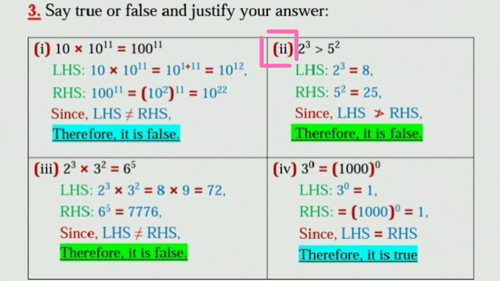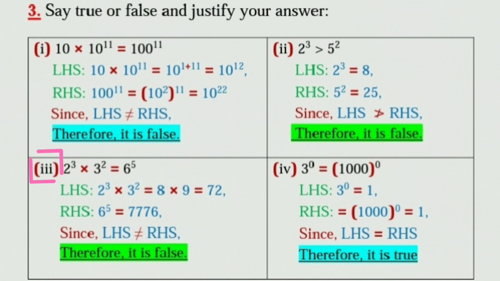Second, 2 raised to 3 greater than 5 square. Left hand side is equal to 2 raised to 3, which is equal to 8, and right hand side is equal to 5 raised to 2, which is equal to 25. Now students, we know that 8 is not greater than 25. Since left hand side is not greater than right hand side, therefore it is false. It's clear everyone? Very good.